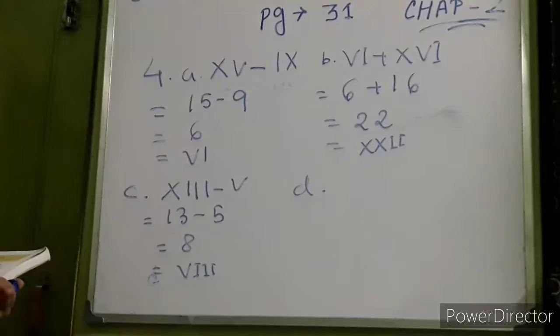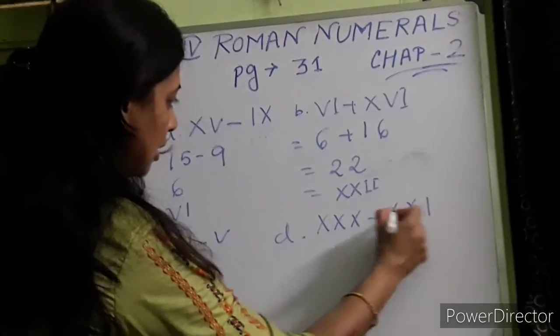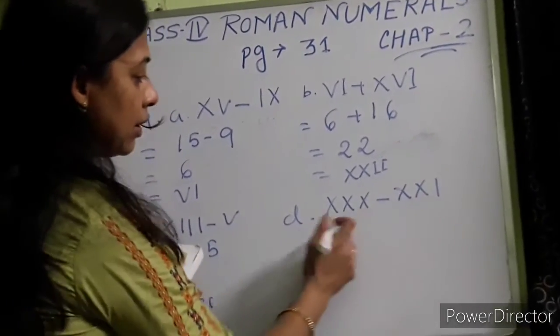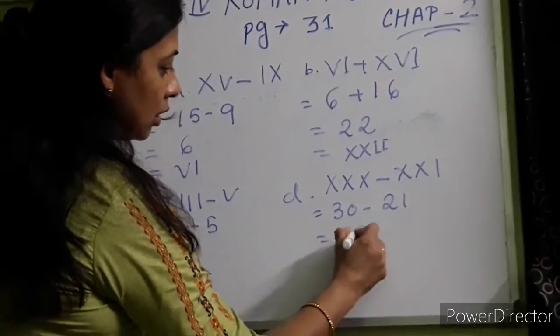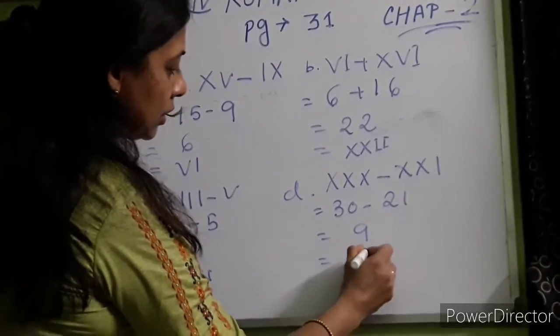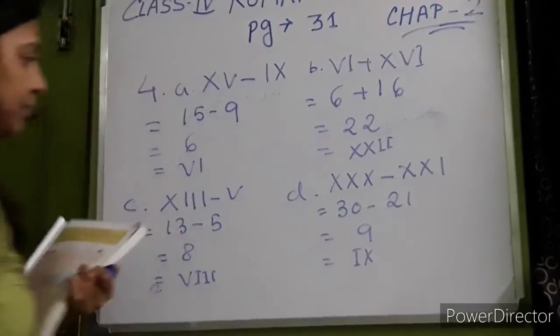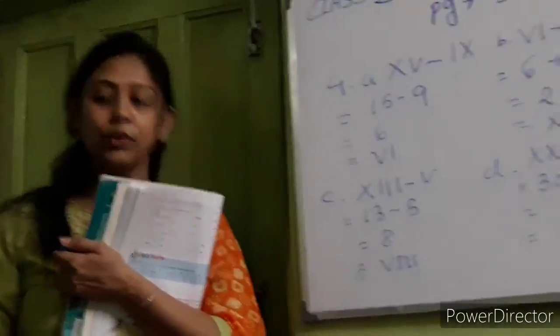D, XXX minus XXI. 30 minus 21 equals 9, which means IX. Clear? I think everyone can clear your concept now.